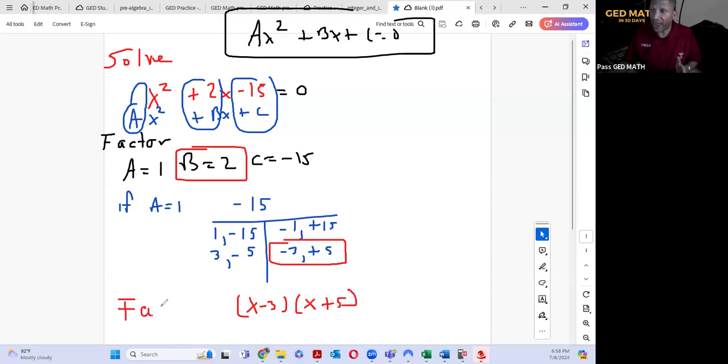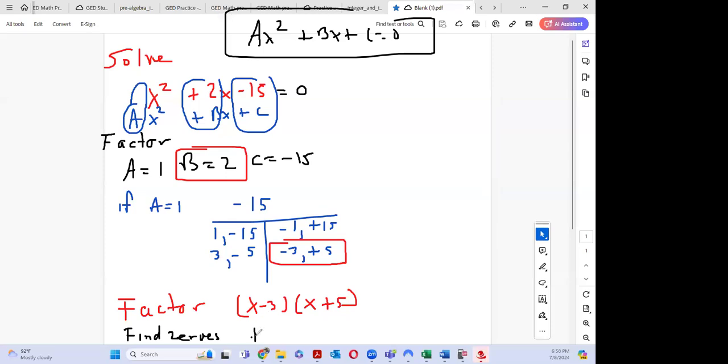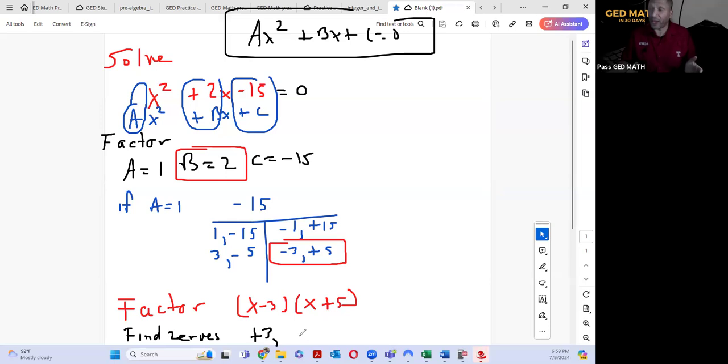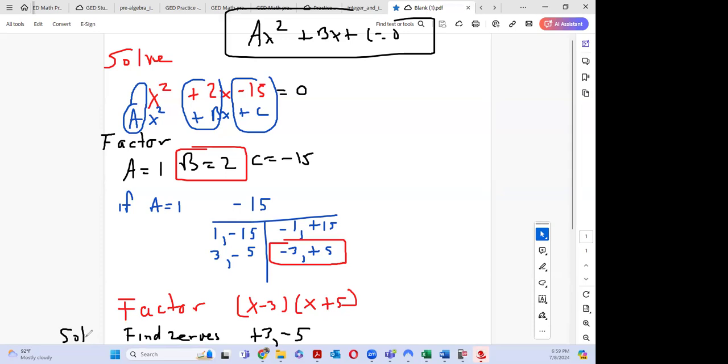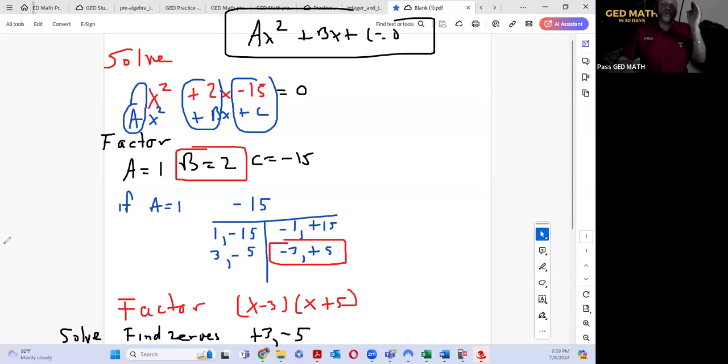This is how to factor a quadratic. To solve it, you must find the zeros. What do you mean, find the zeros? What value of x would make these 0? The opposite of minus 3 is what? Positive 3. The opposite of plus 5 is what? Negative 5. So if they ask you to solve it, your answer is plus 3 or minus 5. If they ask you to factor it, it's x minus 3 times x plus 5.